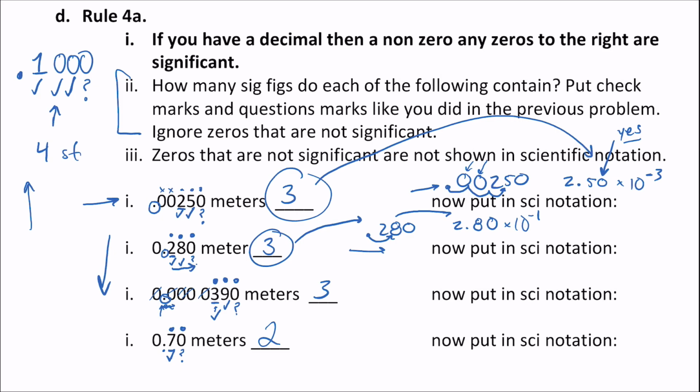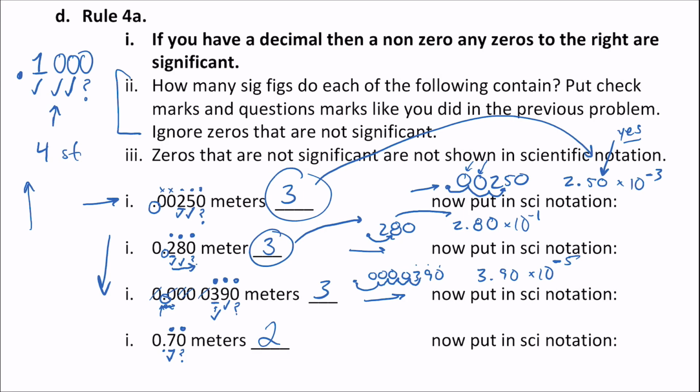Next up, 0.0000390. Okay, 1, 2, 3, you need all those, the 3, 9, and the 0. We moved it over 1, 2, 3, 4, 5 times. 3.90 times 10, because you moved it to the right, it's negative, and we said we moved it 5 times.